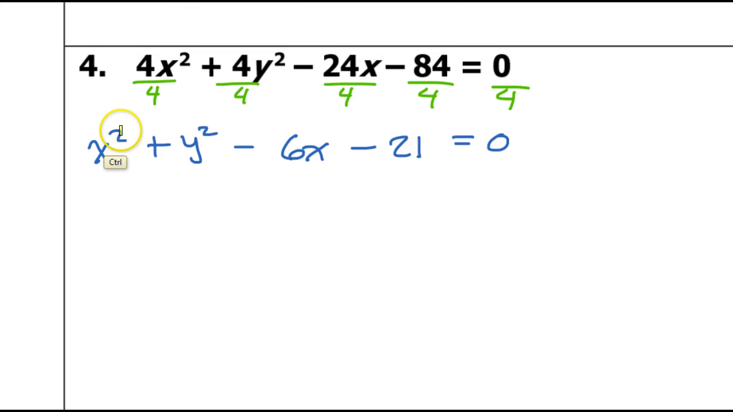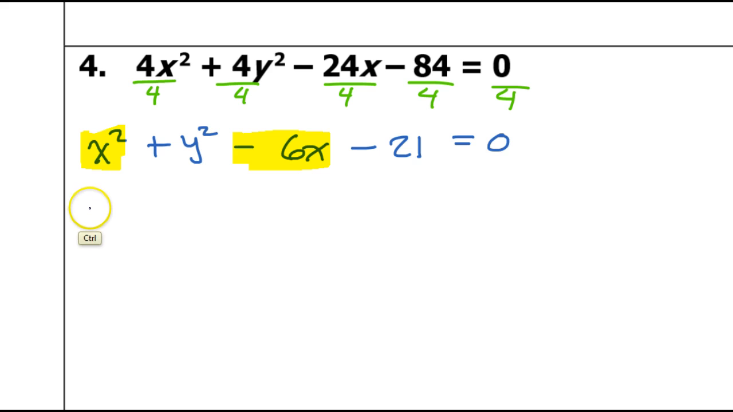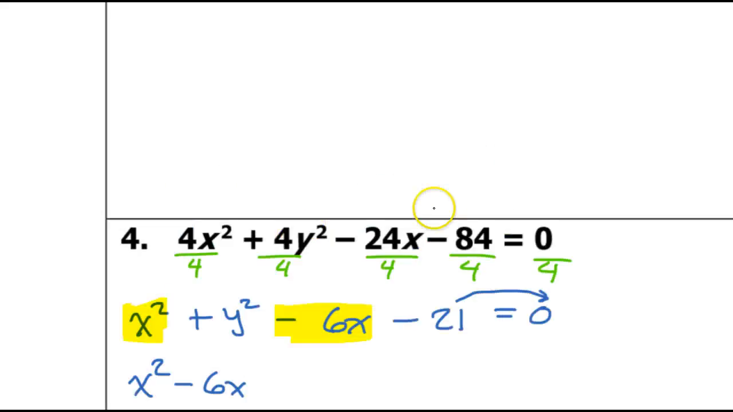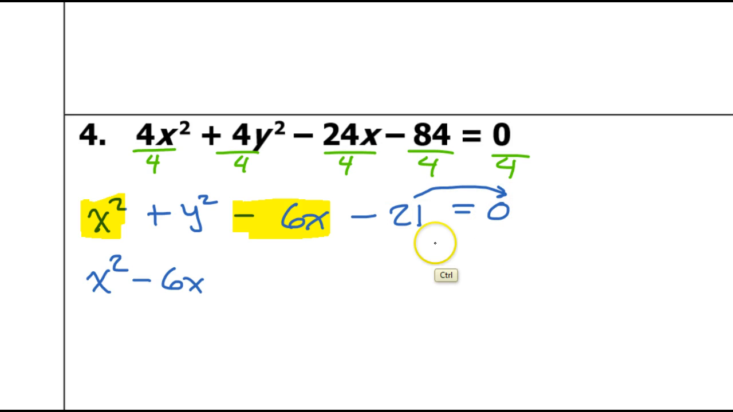Now, I'm noticing that I have an x squared term, and I have another x term here. These belong side by side. So I'm going to rewrite the equation a little bit so that I have x squared minus 6x right next to each other. Okay, and then I have this y squared and this negative 21. I really want to move the 21 to the other side of the equation. Like on the last problem, I had 8 over here by itself. That's going to be the 21 this time. To make that happen, I really need to add 21 to both sides. So that's what I'm going to do. So I'm going to end up with 21 over here on the right-hand side.